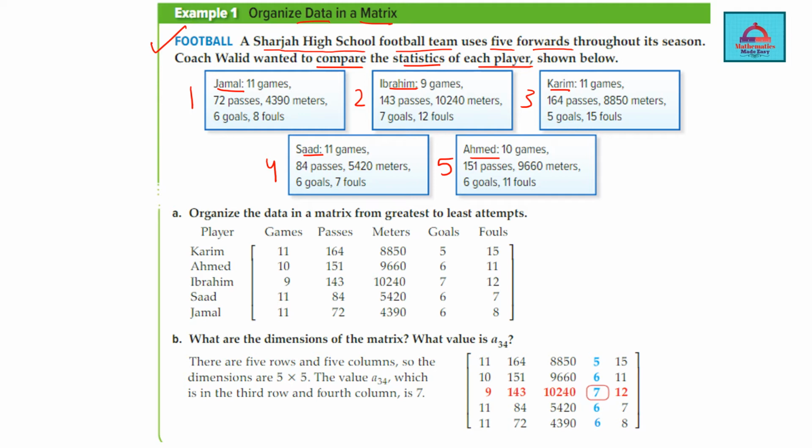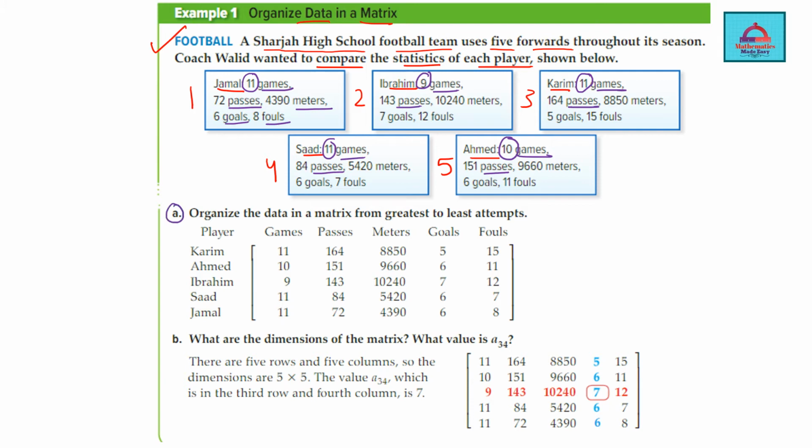So for Jamal, there are 11 games, 72 passes, 4390 meters, 6 goals and 8 fouls. Now, if you observe, I'm just going to change color and highlight that for you. Some entries are seen for all these 5 people. That means games, games, games. You can see the numbers are differing. Jamal has played 11 games, Ibrahim has played 9 games, Kareem has played 11, Saad also 11, and Ahmad 10. So one entry would be games, then passes. Again, that's a common criterion, and again these numbers are changing. Then you have the meters followed by goals and fouls.